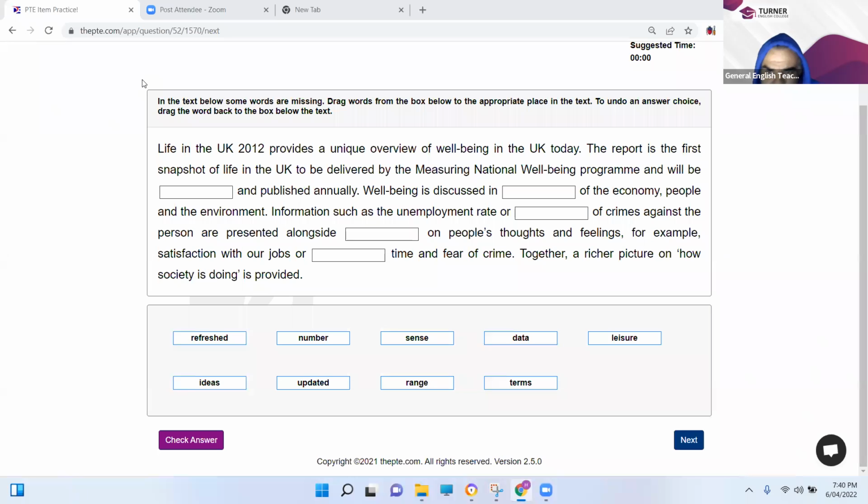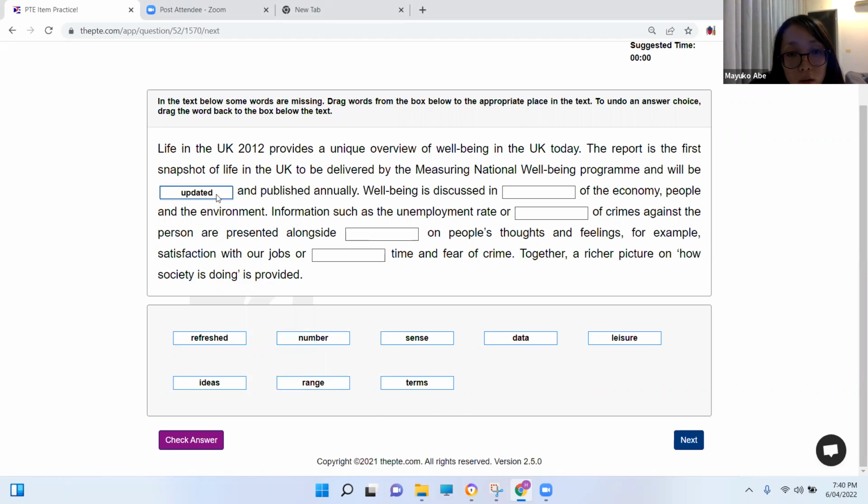Mayuko, are you ready? Yeah. Okay, let's go. Updated. Number 2. Discussed in range. Not sure range of. Well, I'm sorry, which one? I'm not sure the one. Okay, do the ones that I can skip? And then can I?